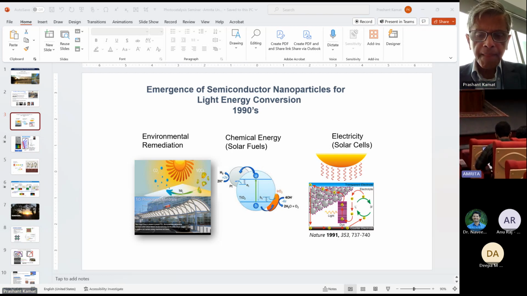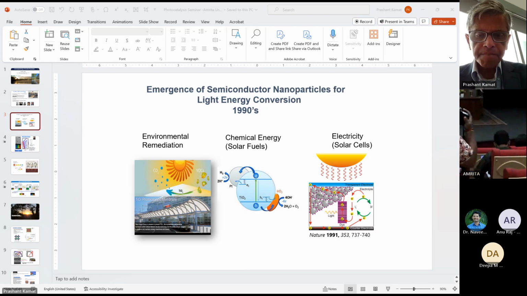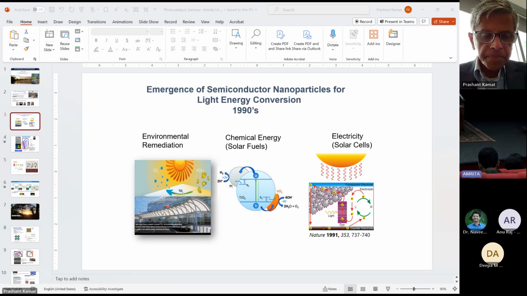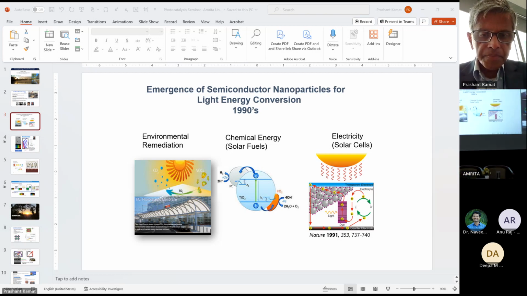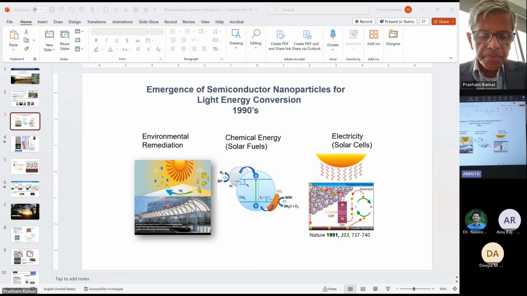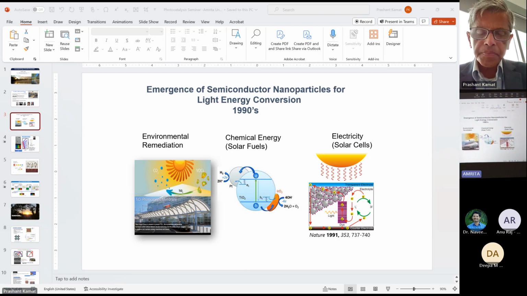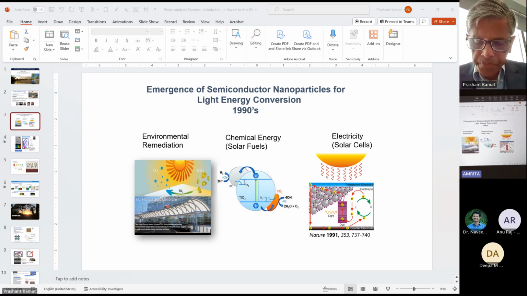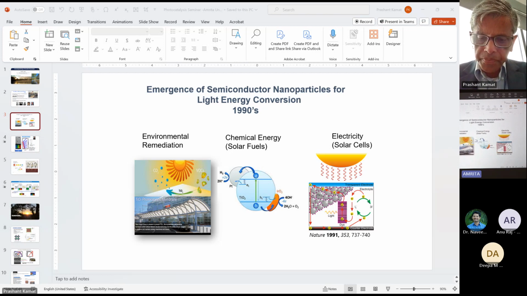Morning, sir. Thank you for your wonderful talk. I have some basic questions. You showed from chloride to bromide to iodide, the band gap keeps decreasing. There was a slide which shows that the valence band is going up and the conduction band remains the same. Is it characterized like that?